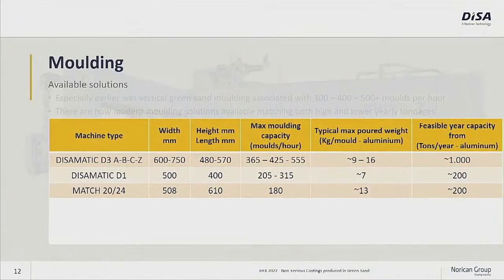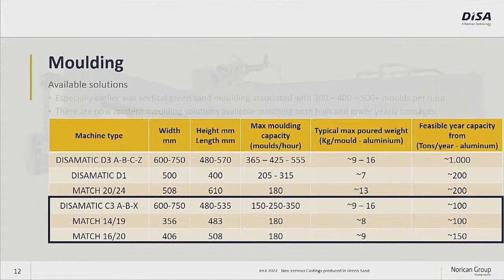Here we see a list of some of the available molding machines. We have the D3, which is one of our high runners with up to 555 molds per hour. And then we have a new group of molding lines with the C line, a vertical molding line, which speeds from 150 molds per hour and up.